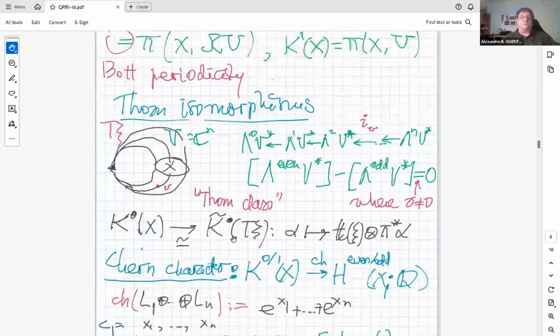And the claim is that it's an isomorphism. And so the question is, what is the Thom class in K theory? And this Green formula is supposed to explain what it is. So namely, you have this vector bundle V, and again, you can take the pullback pi star, but you can pull it back so that you can consider that we have a point in the Thom space.